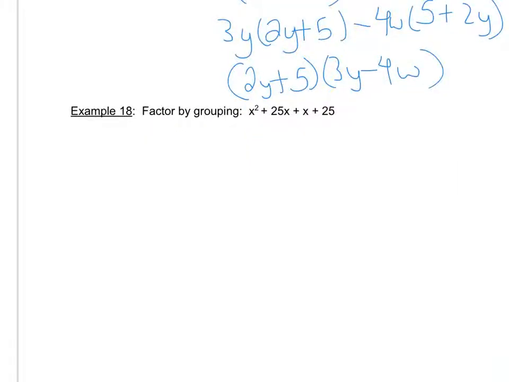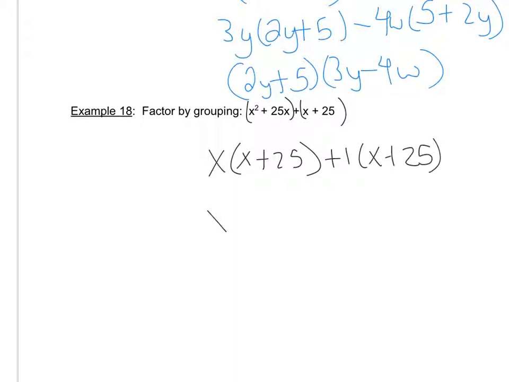Alright. Group the first two, and the second two. It's already plus. What do these have in common? X. So you have x plus 25. See how this already matches this? Again, this already matches this. So when that happens, you factor out 1 because it doesn't change it. So then you have x plus 25, x plus 1. Okay? Let's go on to another page.